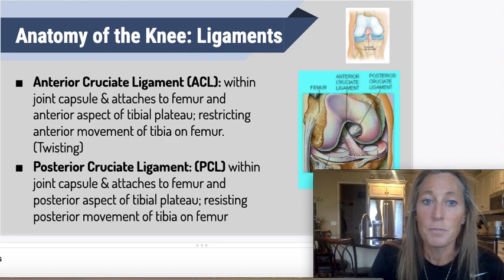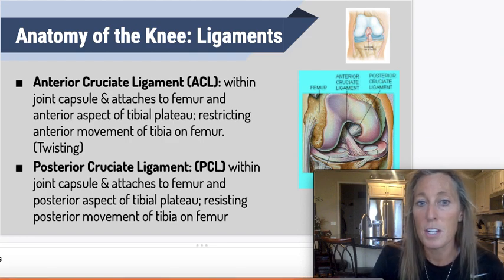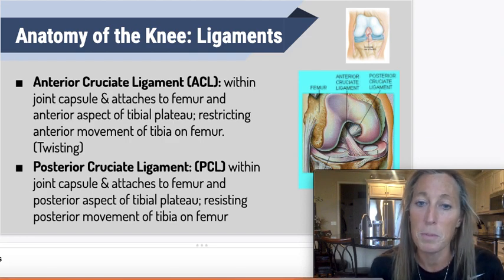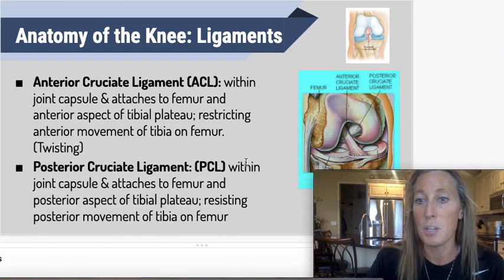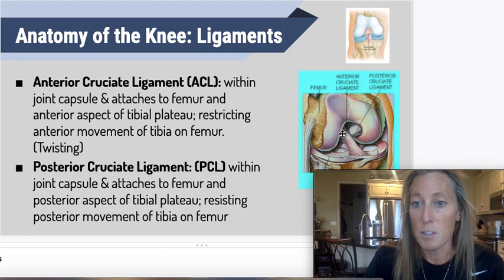The ACL is within the joint capsule and attaches the femur and anterior aspect of the tibial plateau, which restricts anterior movement of the tibia. Keeps the tibia from moving forward here, and you'll see that when we talk about ACL injuries and how we test for that. So the ACL can be seen right here.